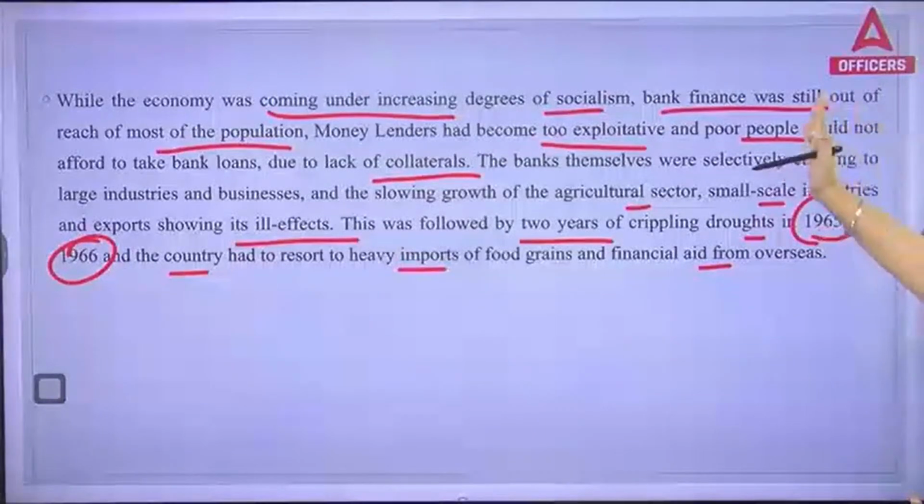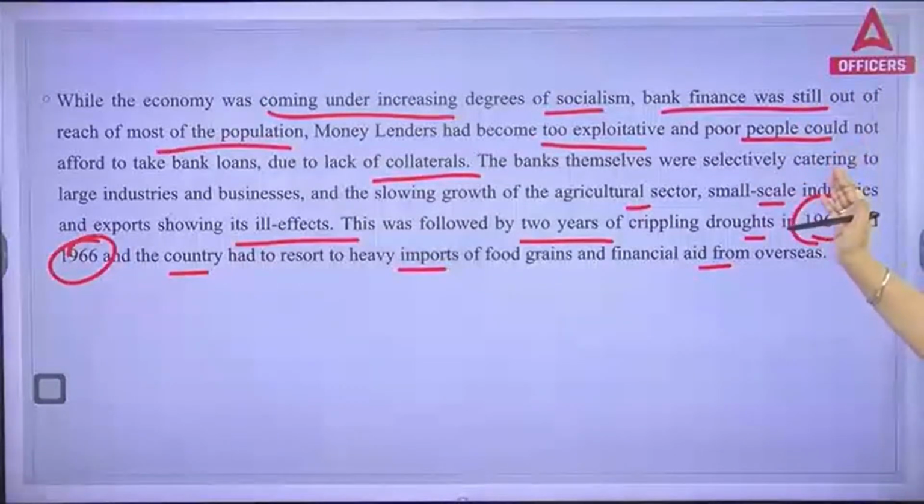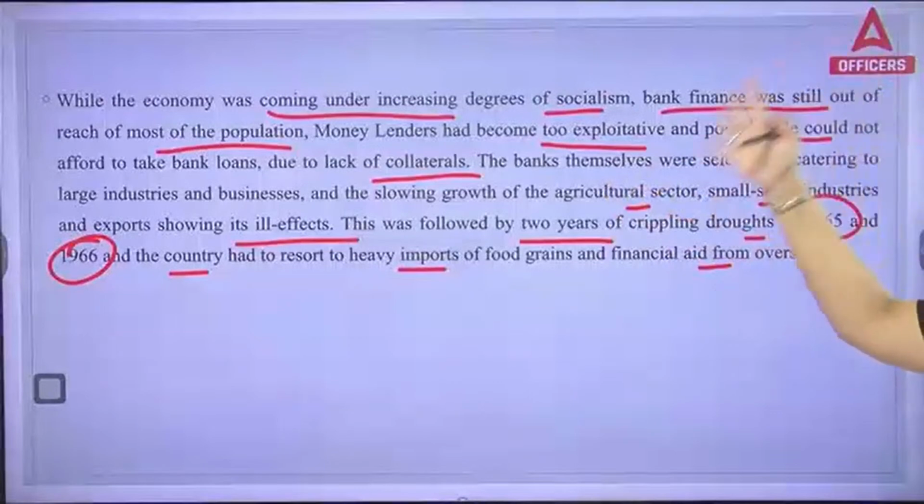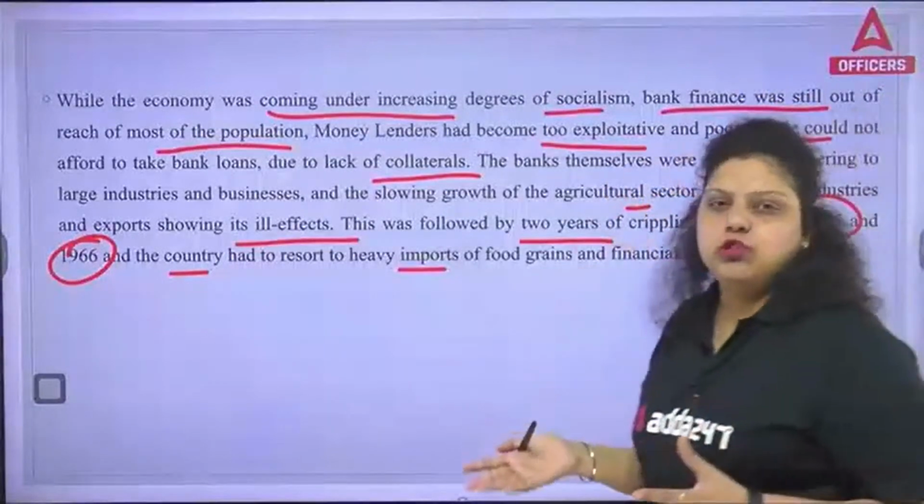At the same time, poor people were not able to get credit, and moneylenders were exploiting the people, charging too much interest from them.